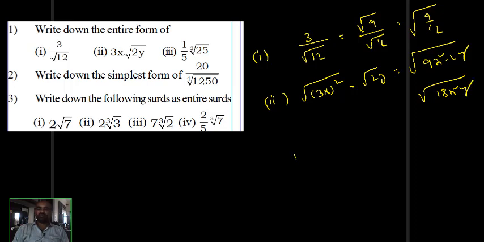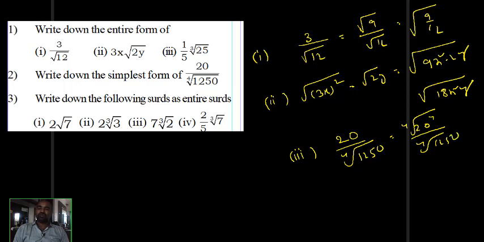So third one, 20 by 4th root of 1250. Same as 20 power 4, 4th root of 20 power 4 by 4th root of 1250, which is same as 4th root of 20 power 4 by 1250. Sometimes we need to simplify it. So we can simplify.